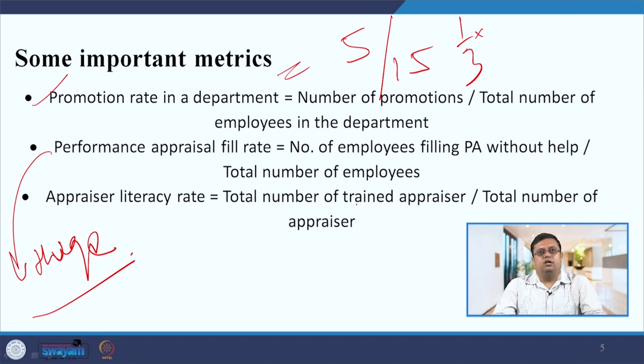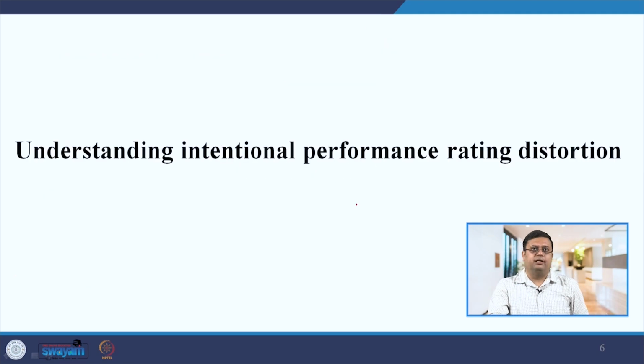So, you have to constantly keep on educating the people for this particular activity, right. If you keep doing that, which department you have to do more and which one you have to do less, if you have these two rates with you, that will help you to make a decision. So, some more important metrics, that is what you can discuss.